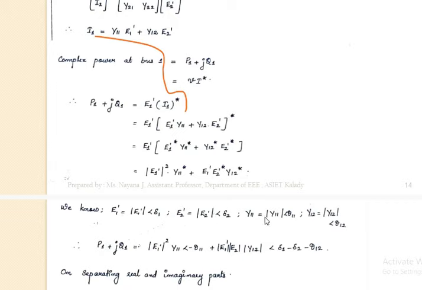Then admittance Y11 is equal to Y11 angle theta 11. Y12 is equal to Y12 magnitude and angle theta 12. So substituting into that equation, I can write P1 plus JQ1 is equal to E1 square into Y11 angle minus theta 11. Why? Because there is a conjugate here. Plus E1 into E2 into Y12, into the angles associated here, delta 1 minus delta 2 minus theta 12. Why did this minus come? Because there is a conjugate here.